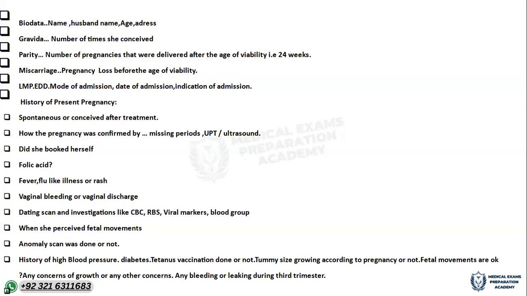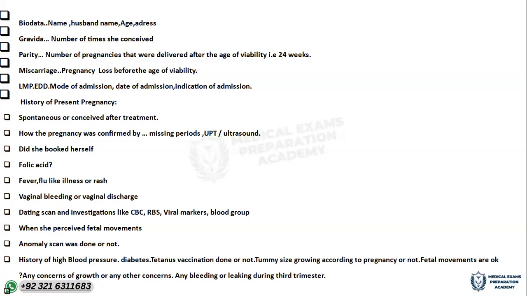And she conceived this pregnancy spontaneously, and pregnancy was assumed by missing periods. Later on, it was confirmed by urine pregnancy test and ultrasound. She booked herself with a local doctor. During the first trimester, she took folic acid. There is no history of fever, flu-like illness or rash, and there is no history of vaginal bleeding or vaginal discharge. And during the second month of pregnancy, her blood tests were done, and according to the woman, the reports were okay. And her blood group is B positive.